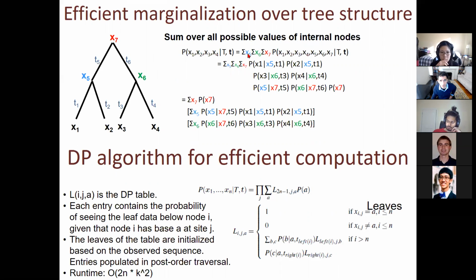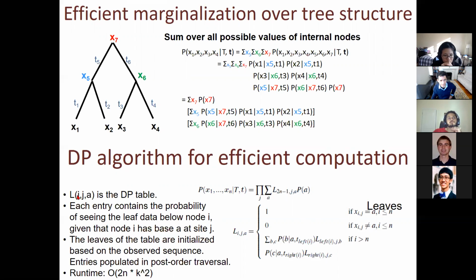We're going to be summing over x5 or x6 and x7, and then iterating over that. And then this is basically this dynamic programming algorithm. So basically this length of I and J and A will be the dynamic programming table. Every entry will contain the probability of seeing the leaf data node below node I, given that node I has a base A at site J.